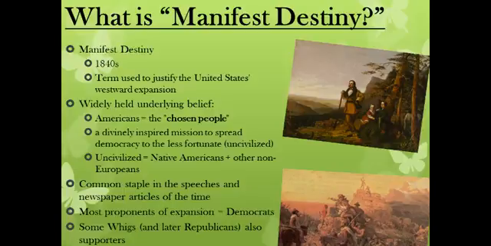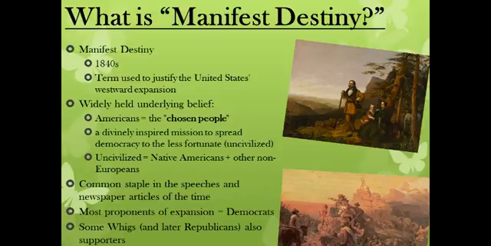So what is Manifest Destiny? Well, it was coined in the 1840s. It's a term that was used to justify the United States expansion westward. There were a couple of widely held underlying beliefs about this idea. Americans were the chosen people. It was a divinely inspired mission to spread democracy to the less fortunate or uncivilized. And of course, these uncivilized people were Native Americans and other non-Europeans.